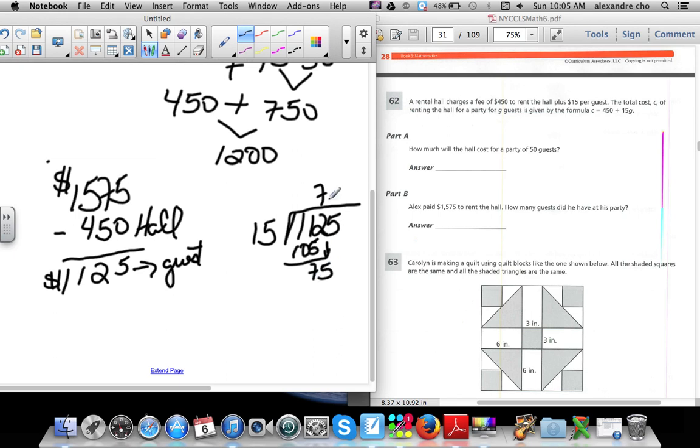And 15 goes into 75 5 times. This is the number of guests that are coming to your party.